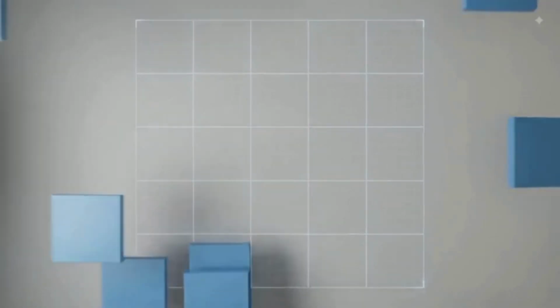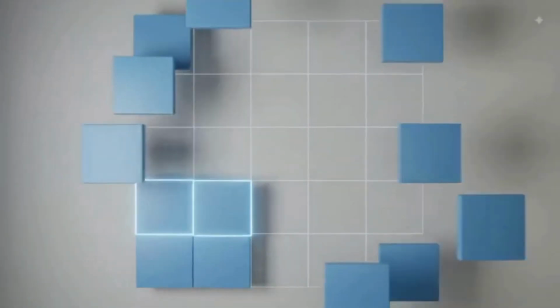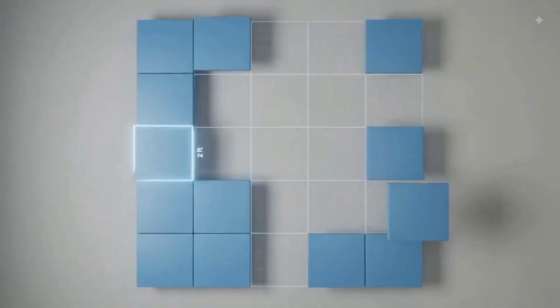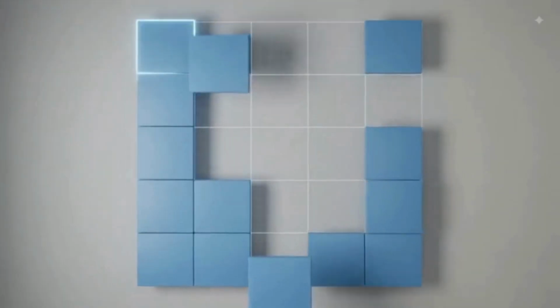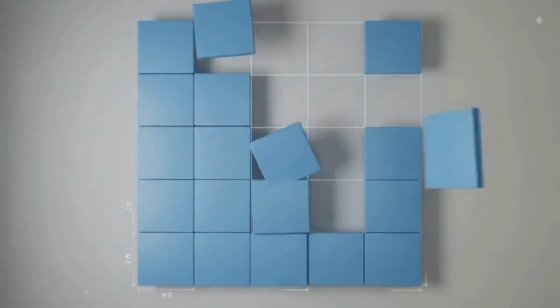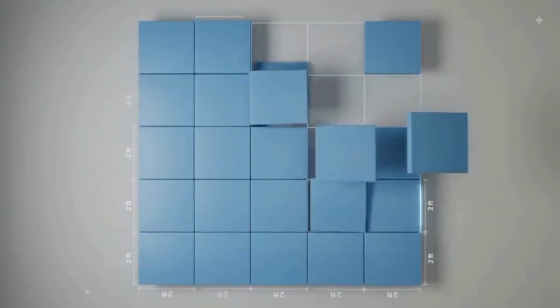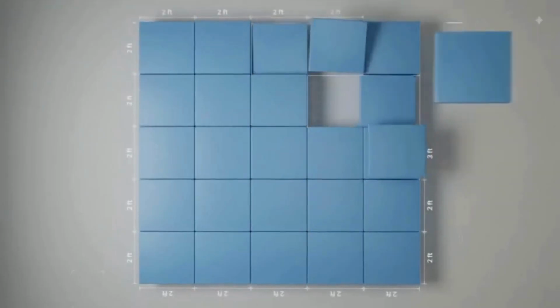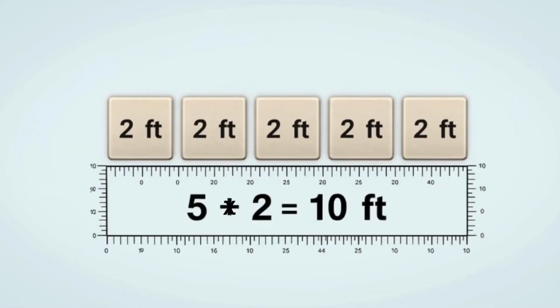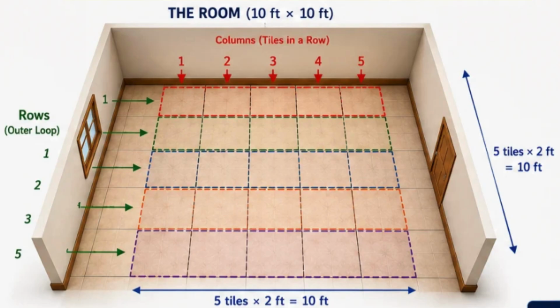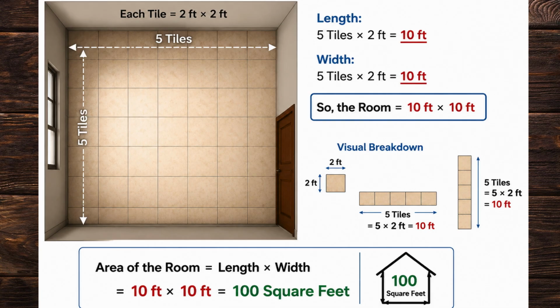This is the basic geometric idea behind a square. Even if you have never seen a Chettinad house, no problem. Just look at the tiled floor in a classroom or a room at home. Suppose one tile is 2 feet long. If there are 5 tiles along the length, 5 times 2 is 10 feet. And if there are also 5 tiles along the width, 5 times 2 is 10 feet. So, what do we call that room? A 10 by 10 room. The area is 10 times 10, which is 100 square feet, or 10 squared equals 100.